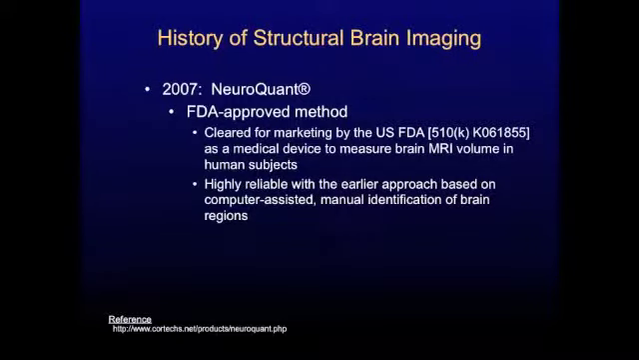All right, now what does it mean that NeuroQuant is FDA approved? What is it approved for? Well, it's approved as a medical device to measure brain MRI volume in human subjects. Basically, it's a brain ruler. It just measures how big is the brain or how small is the brain.